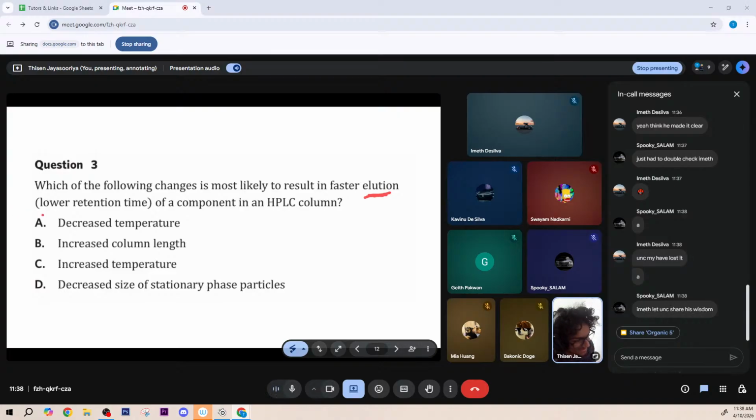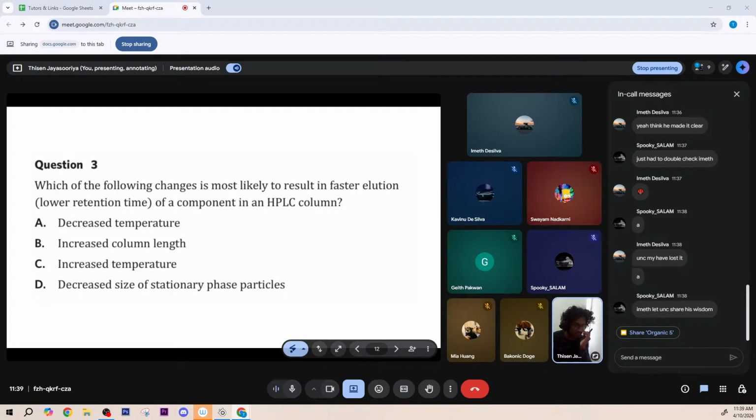Okay, yeah. The answer here is A. Oh wait. Lower retention time, so decreasing the temperature. Increasing the temperature definitely won't increase the retention time. Oh wait, no, I'm dumb. Sorry. A would increase the retention time, so A is actually wrong. If we decrease the temperature, it's going to be more viscous. So decreasing the temperature makes it more viscous.